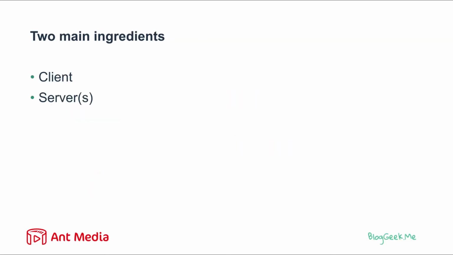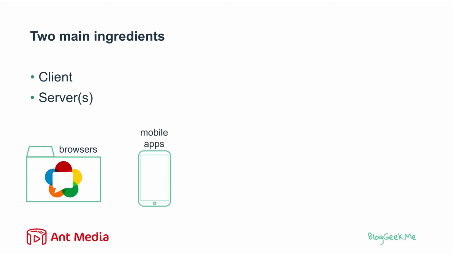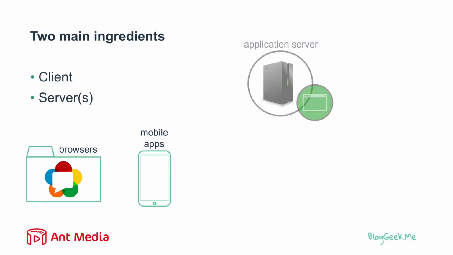When you build WebRTC applications, there are two main ingredients that you need to think about. There are the clients and the servers. For the clients, we have web browsers, because it is supported in web browsers, but you can also use it in different types of mobile applications. For the servers, within an application server, this is where the business logic of your application resides. This is where your application lives.